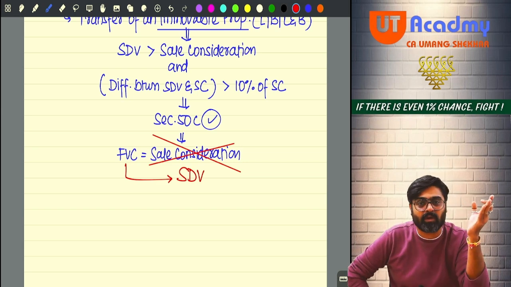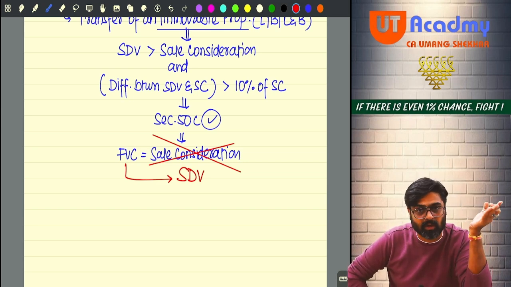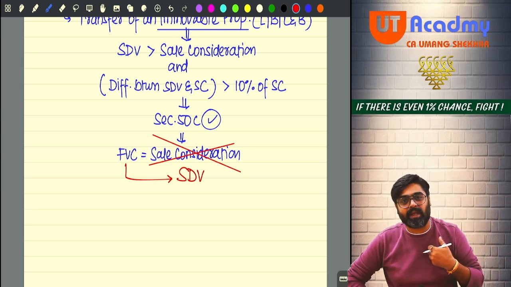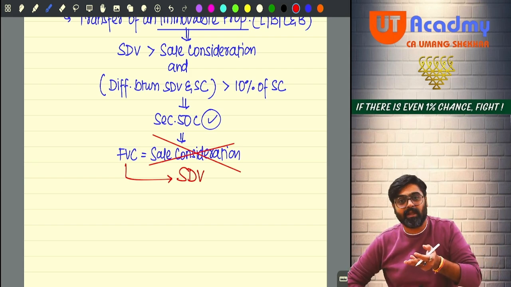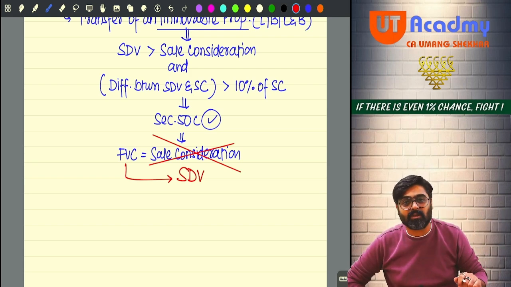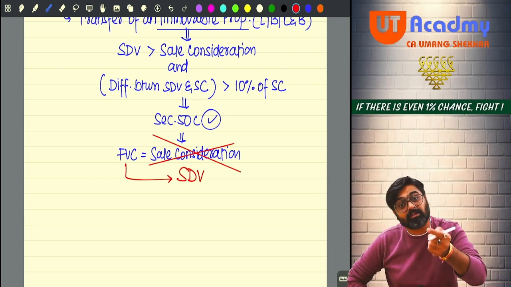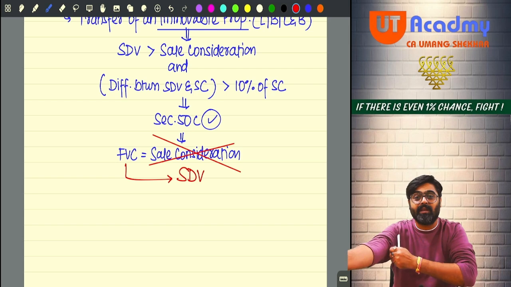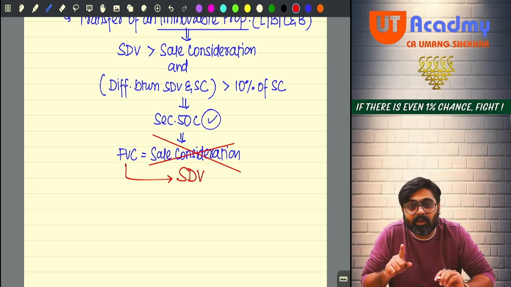If the stamp duty authorities don't take stamp duty on your 30, and take stamp duty on the 40 lakh stamp duty value, how do you expect us to take income tax on 30? We will not take the income tax on 30. We will charge 40 lakhs as your full value of consideration, because that 40 lakh stamp duty value is more than your sale consideration of 30.